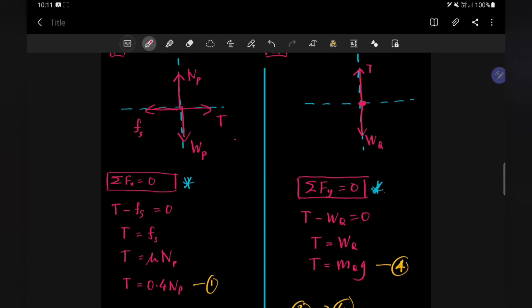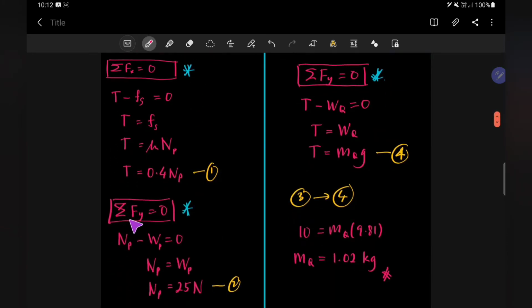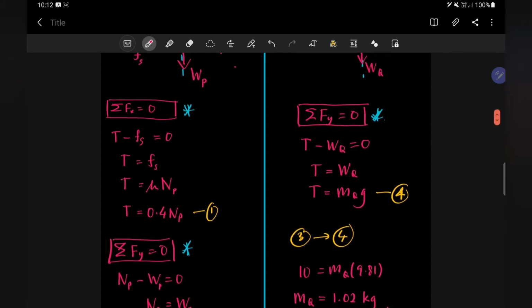First equation. And then from the y component, sum of Fy equals 0. Upward is positive, downward is negative, because we don't have any motion here. So Np minus Wp equals 0. Then you will get Np equals Wp, where Wp is given already, which is equal to 25 newtons. And remember, weight is given already, because the unit is newton. So this is the normal force on P. Second equation. Leave it first, the second value is getting there.